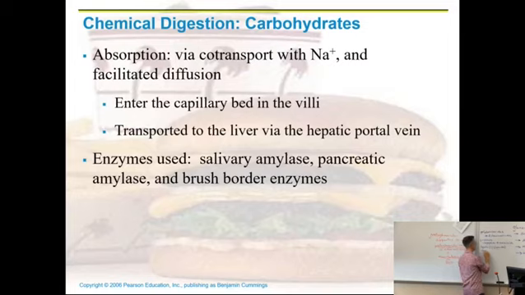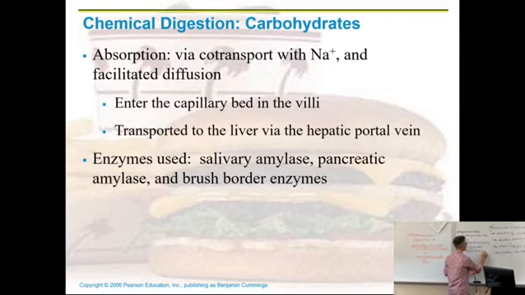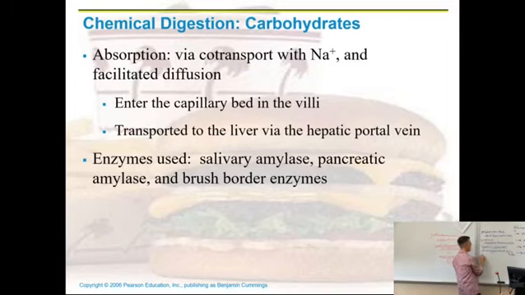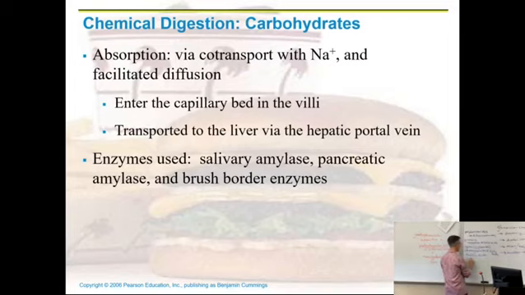Break down into monoglycerides and fatty acids. Remember that from our PhysioX exercise, right? So that's for our lipids. And then finally we have nucleic acids like RNA and DNA. And those break down into our nucleotides.